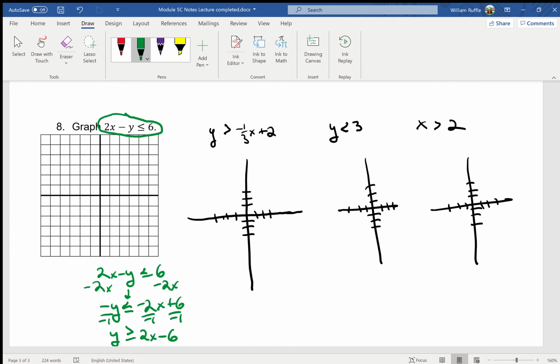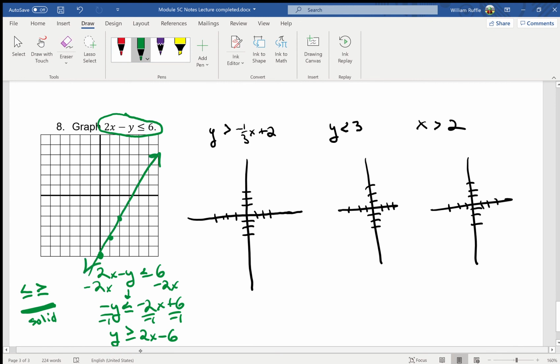So now if I treat this like a normal graphing, I'm going to go down 6 because this is my y-intercept. 1, 2, 3, 4, 5, 6. My slope is 2 over 1, so I'm going to go up 2 over 1, up 2 over 1. Now, since it's less than or equal to or greater than or equal, these are solid lines, solid. So I'm going to draw my solid line.